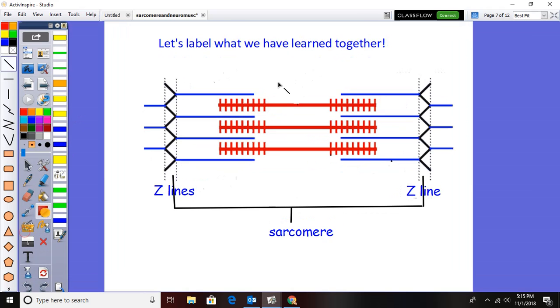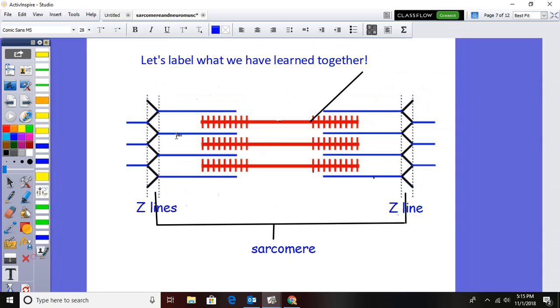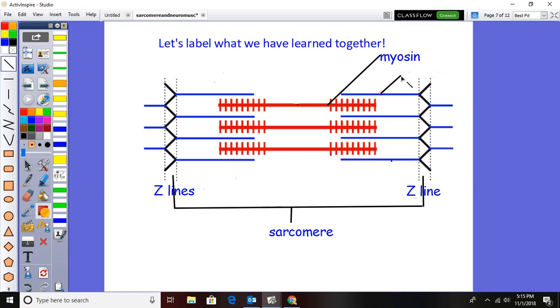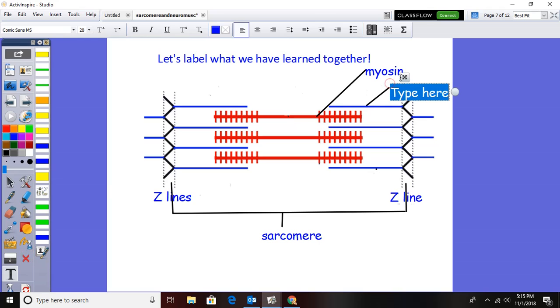We can also point out to ourselves that this is the thicker filament, so this is going to be your myosin. And this is your thinner filament, that's going to be your actin.